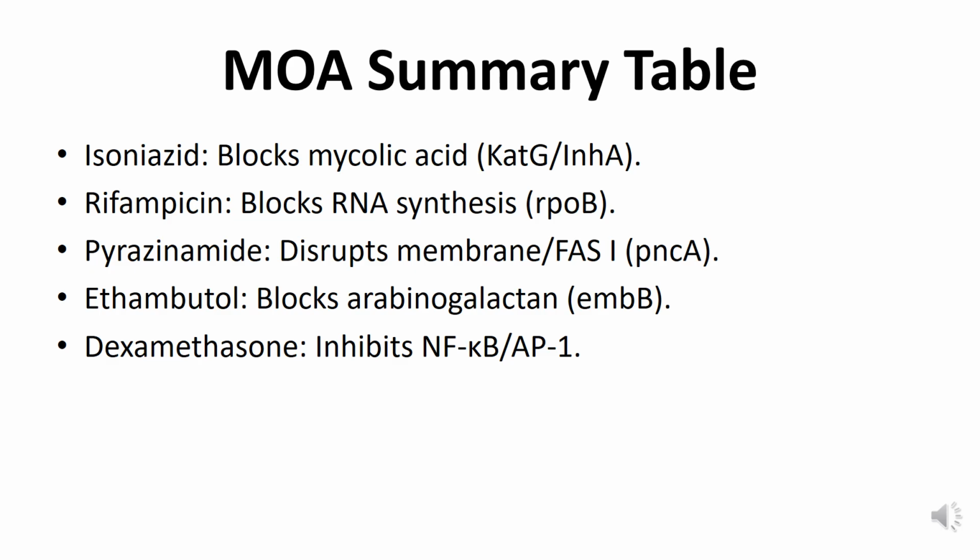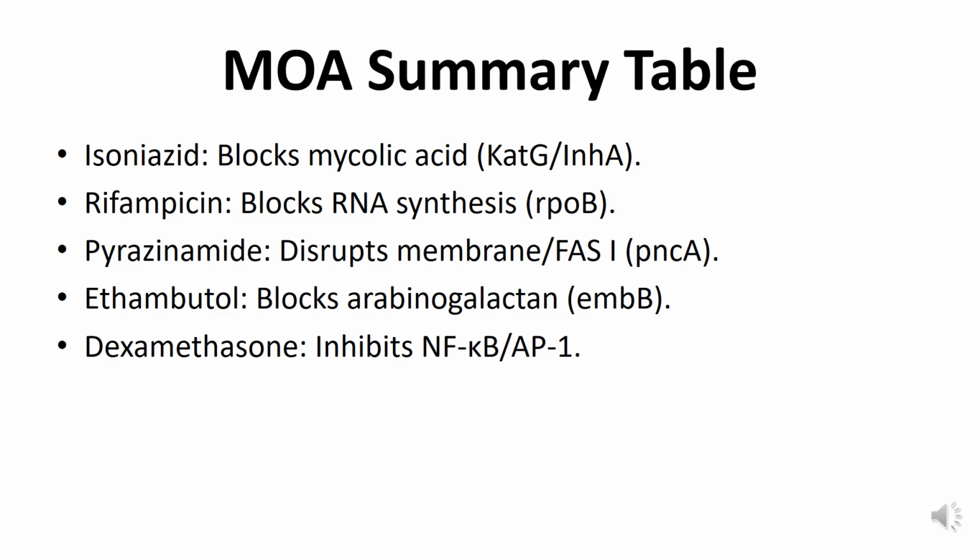Isoniazid is a prodrug that must first be activated by the bacterial KATG enzyme. Once activated, it targets the INHA enzyme. This action blocks the synthesis of mycolic acids, which are essential building blocks of the mycobacterial cell wall. Without mycolic acids, the bacterium loses its protective outer barrier and becomes vulnerable to destruction. In simple terms, isoniazid weakens the bacterial fortress by preventing construction of its walls.